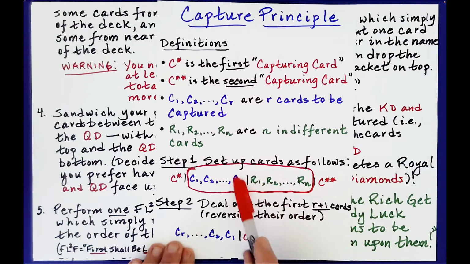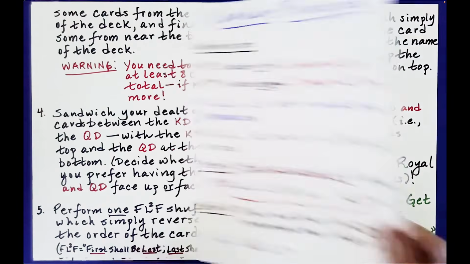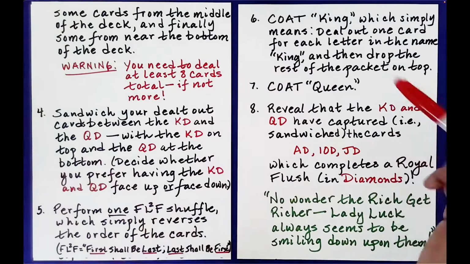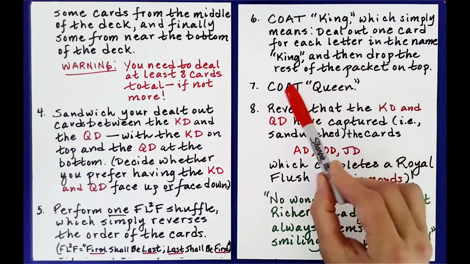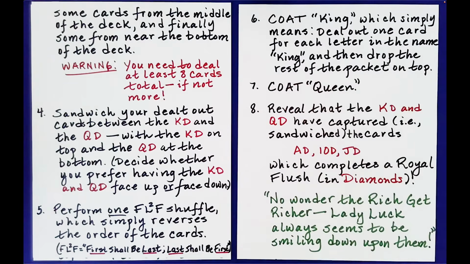So here we have 3 cards to be captured. So I need to deal out 4. Well, there's 4 letters in the name king, so that's perfect. And then this next step really is accomplishing what I recommended earlier.